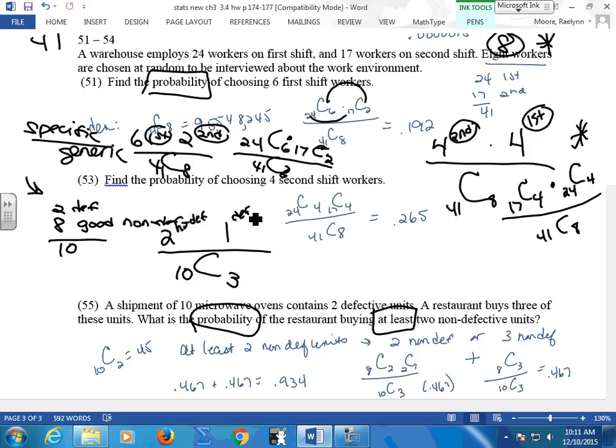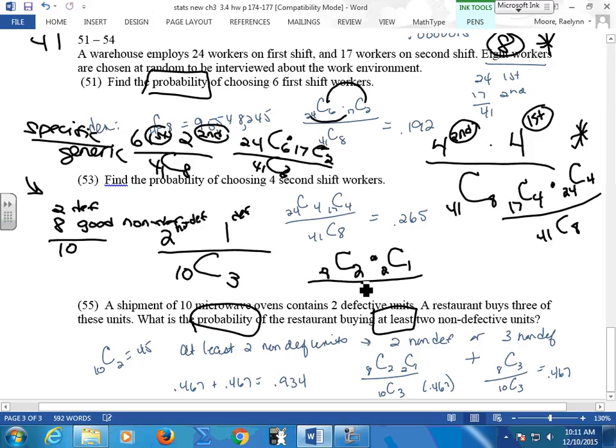So how many non-defectives do you have to choose from? 8. Non-defectives are our good. Even though they have the word defective, it's non-defective. Counting principle says multiply. How many defectives do you have to choose from? 2, and I want 1 of those. Okay, now that's the first part of this.